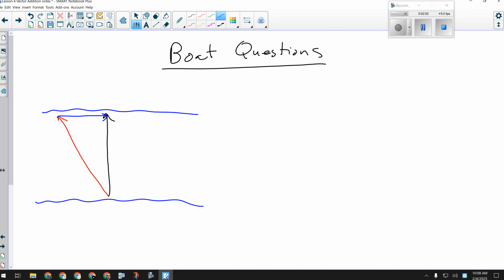Is this still vector addition? I just drew those tail to head, right? And my resultant ended up being straight across the river. If I want to end up going straight across the river, like there's a dock over here that I've got to get to, I don't row at the dock. If I row at the dock, I'm going to miss the dock for sure. I've got to aim slightly upstream and let the current bring me back across. So this is what we call a going across question.